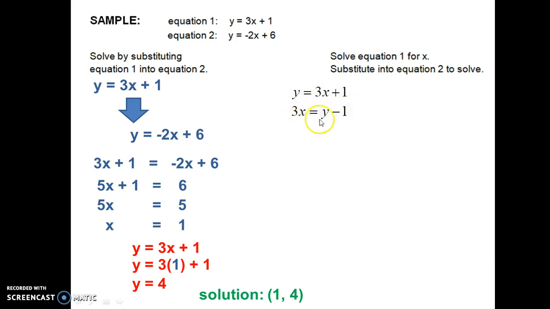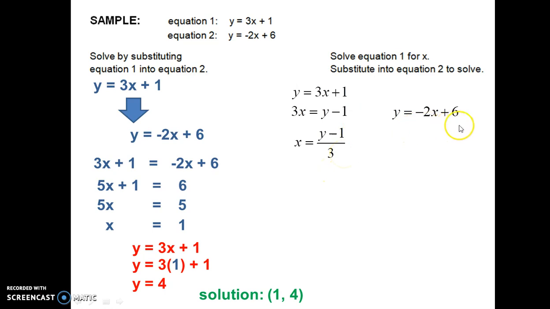Then I'm going to divide by 3 so that I have a solution for x. When I divide by 3, I have to divide this entire side by 3. This is one way to write this. You could have also written y over 3 minus 1/3, but you can keep it as one fraction like this. That's okay. Now it says substitute this into equation 2.